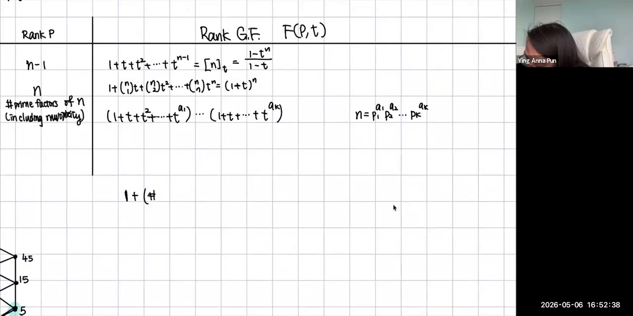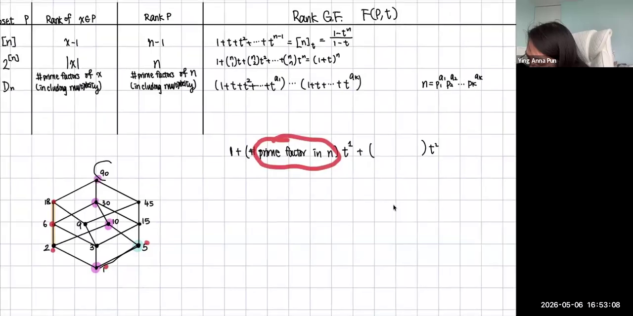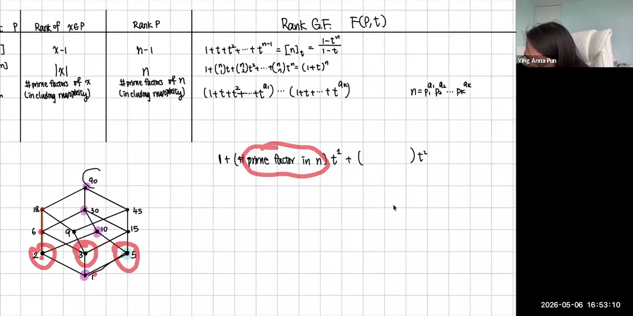So this is the number of prime factors, actually the primes in n, without multiplicity. In this case, it's k, to the power t to the power 1. And then you have something t to the power 2 and so on. So when you count, they are counting the factors of 90, right? These three are the factors of 90.